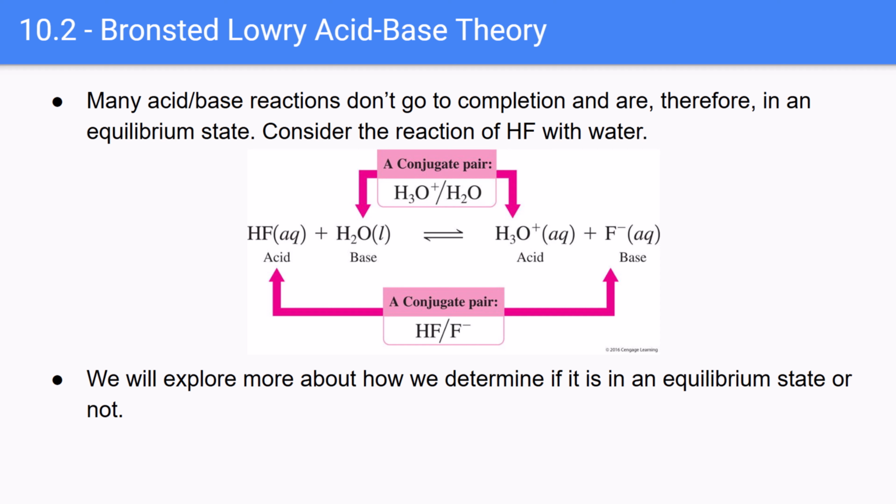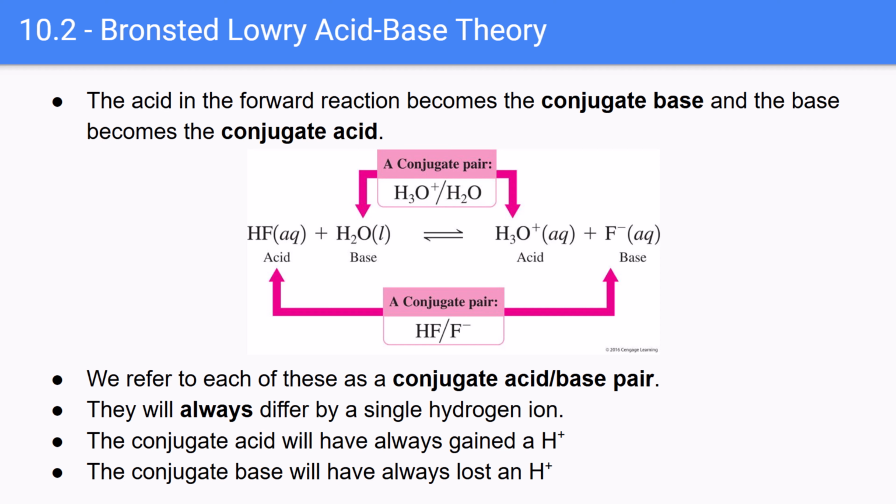Now, many acid-base reactions don't go to completion and are therefore in an equilibrium state. So you notice here you have the double arrow indicating that not all of the HF and H2O become H3O+ and F-. These typically happen with things that are called weak acids and bases. Strong acids and bases essentially dissociate to completion, but we'll explore a little bit more later on how we can determine if something is in an equilibrium state or not. But I just want to make sure that you're aware that sometimes you might see the single arrow and sometimes you might see the double arrow. Just don't let it fool you. We're still referring to acid-base reactions through this entire unit.